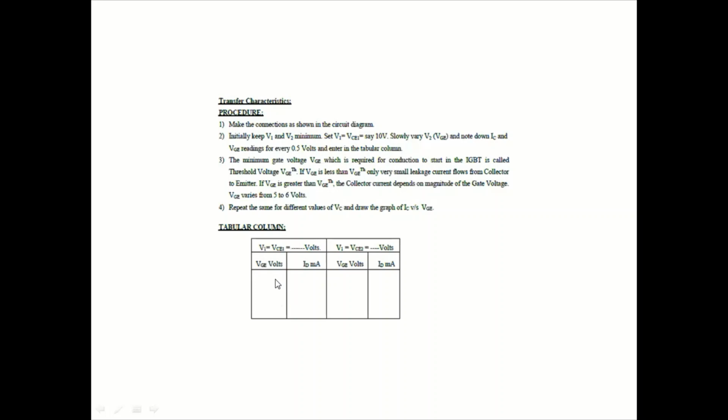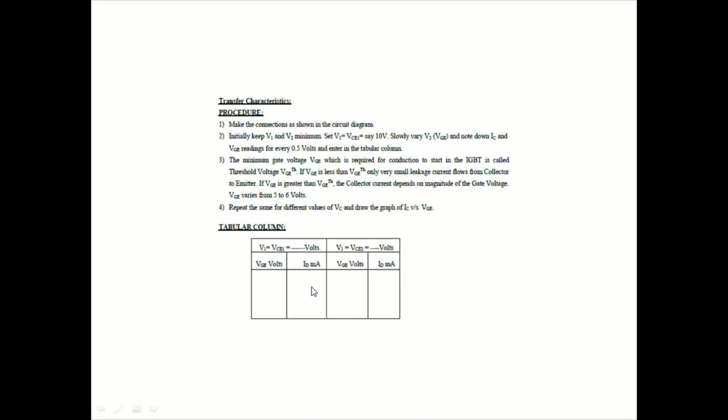So in the first column of this table, the gate to emitter voltage which is varying has to be noted down, and in the second column the current through the switch. The switch in this case is the IGBT, that is, the collector current has to be entered in the second column. The minimum gate voltage VGE which is required for conduction to start is called the threshold voltage, VGE threshold. Suppose the gate to emitter voltage is less than the threshold voltage, you can expect a very small current through the collector, which is called the leakage current.